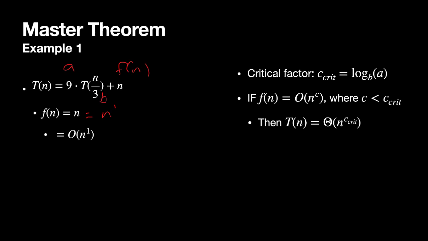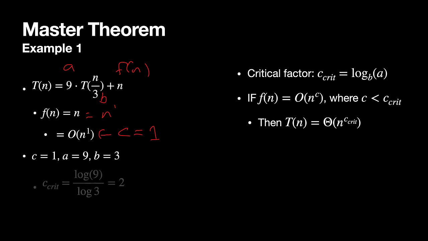At this point, we need to think about our critical number. We could think of this as a coefficient c equal to 1. So c is 1. We've identified our a as 9 and our b as 3. Computing our critical number, it's log of 9 over log of 3, which is 2. Our goal here is to see if we match this pattern, to see if f is in the big O of n to the power of c, where c is less than this critical number. So we've matched that pattern. F of n is just n, which we can think of as n to the first power, and that would define our c.